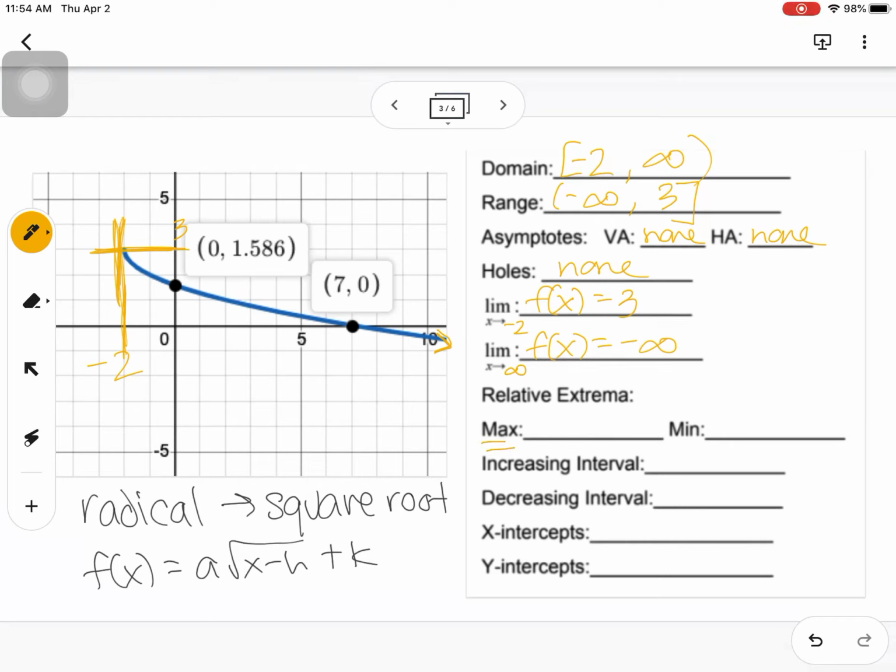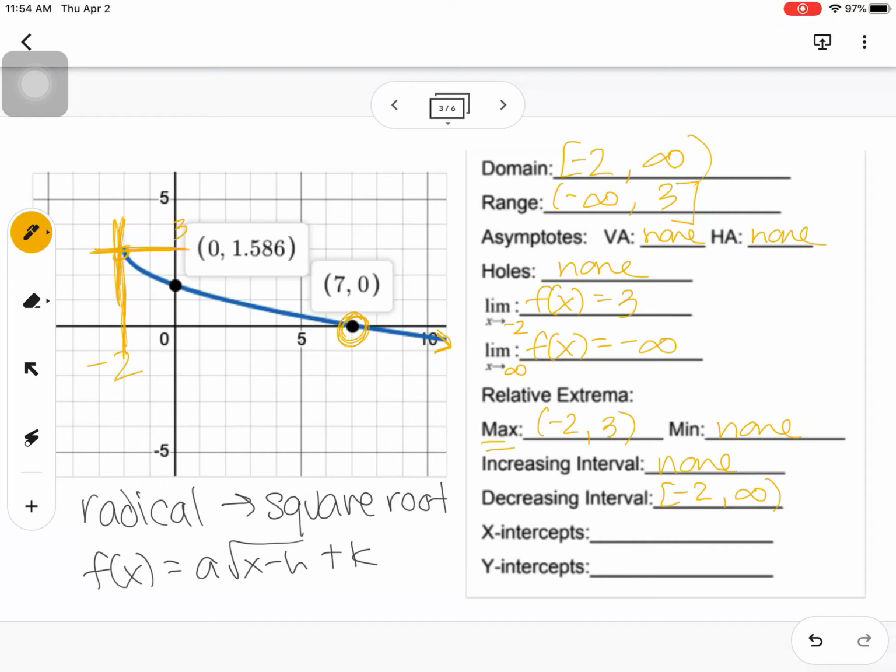At the highest point or at the lowest point, I do have a maximum value here. This starting point is the highest point my graph gets to, so -2, 3. I don't have a minimum because it's going to keep going down and down and down forever, and it never turns around. Looking at this, our radical functions only increase or decrease, and this one in particular is constantly going down. So it is only decreasing.